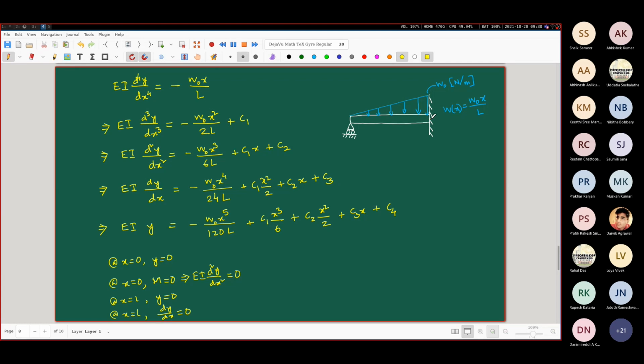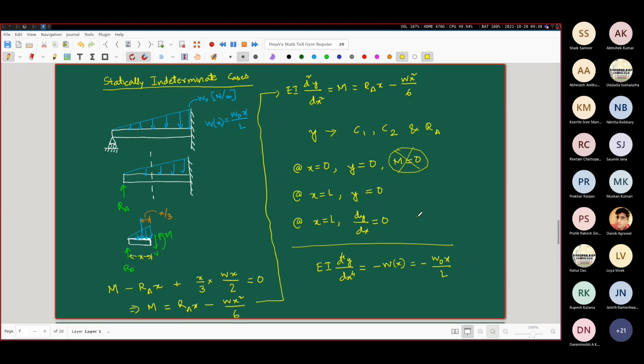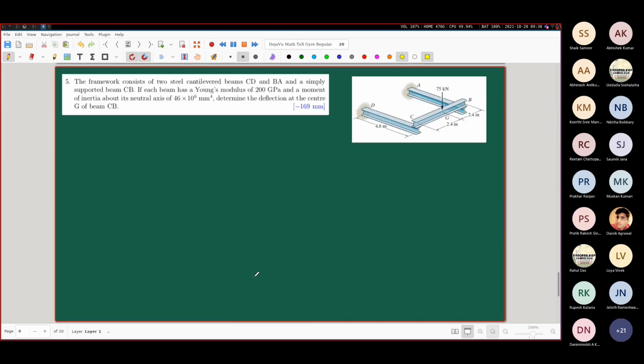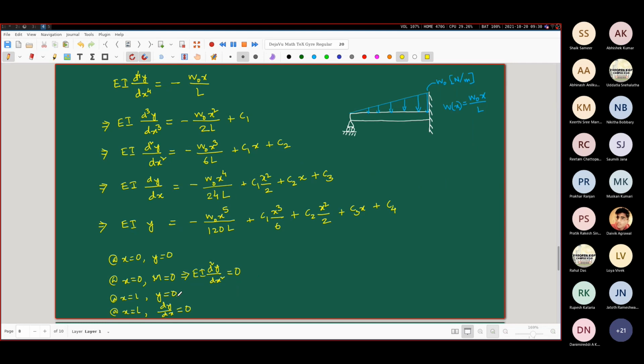So this is a fixed end or a clamped end. And if we look at the boundary conditions which we had tabulated earlier, for the clamped end or the fixed end, we have these two conditions, y equal to 0 and dy/dx equal to 0. That is all that we have written down here. Okay, at x equal to L, y equal to 0 and at x equal to L, dy/dx equal to 0. So we have these four conditions. Using these four conditions, we can find out C1, C2, C3 and C4. The moment we find this out, we can find out y.